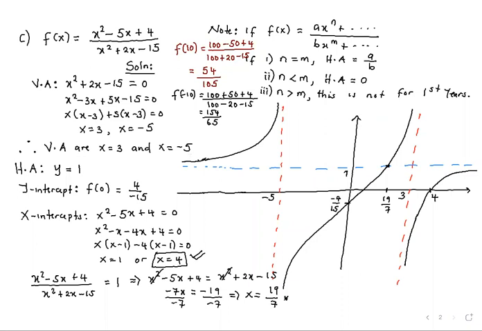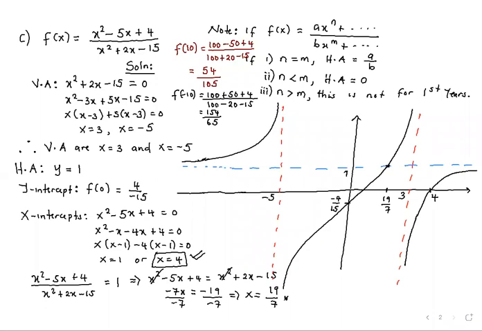Sir, I didn't really get the explanation you gave on how we found the horizontal asymptote. So the horizontal asymptote, I gave 2 explanations. One is where I use the limit. That one must have been well understood.